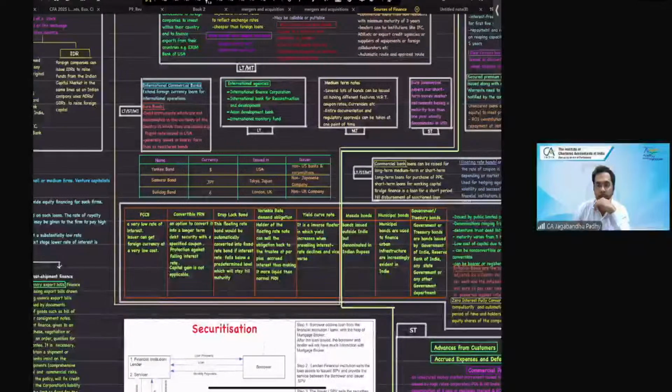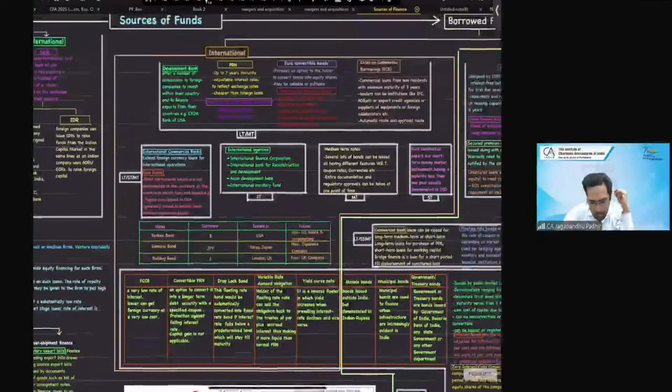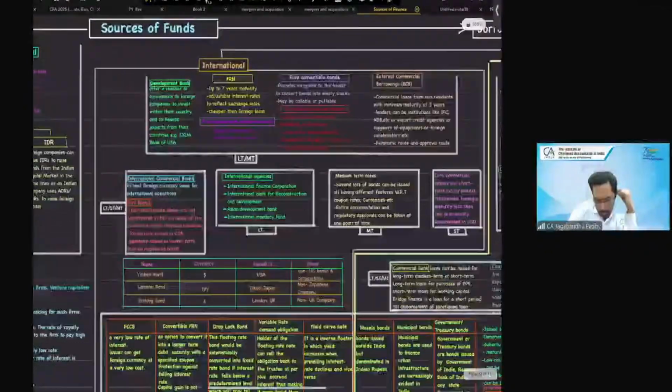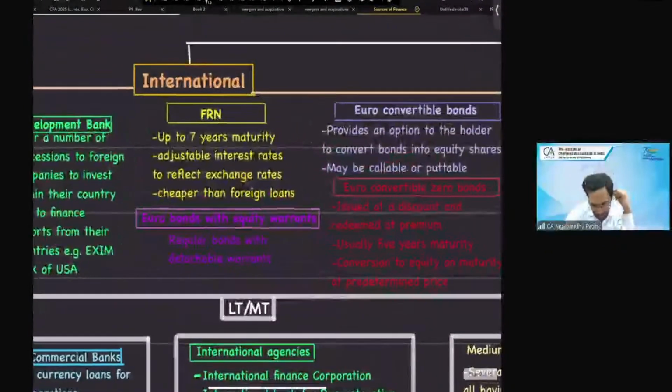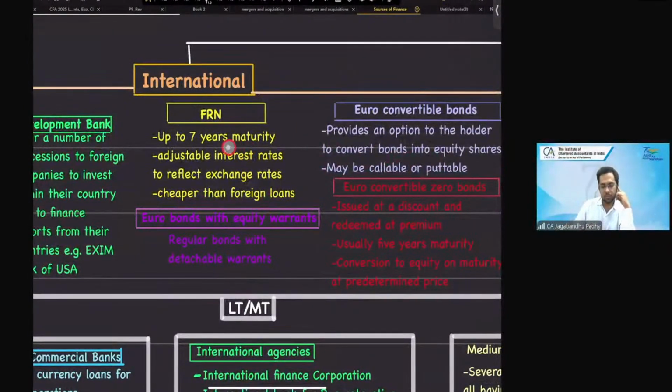Yes, Manisha. Yes, sir. What is the meaning of FRN? It is under the head of International Borrowed Funds. Floating rate note. So adjustable interest rate. As the exchange rate changes, the interest rate also changes.